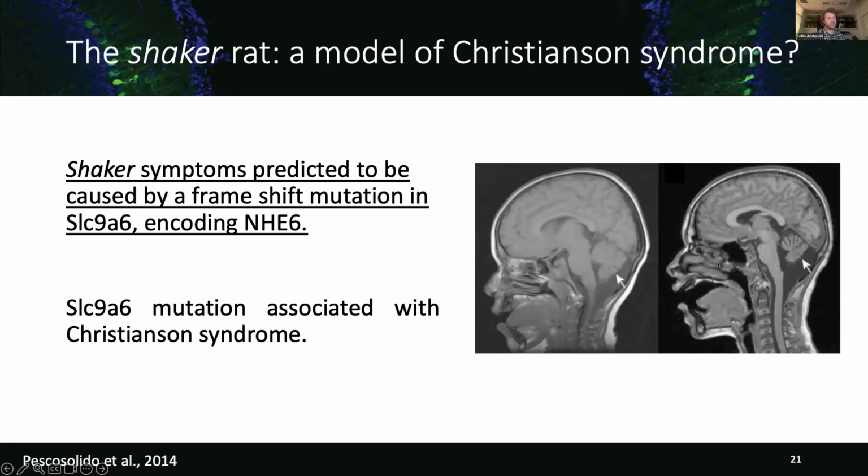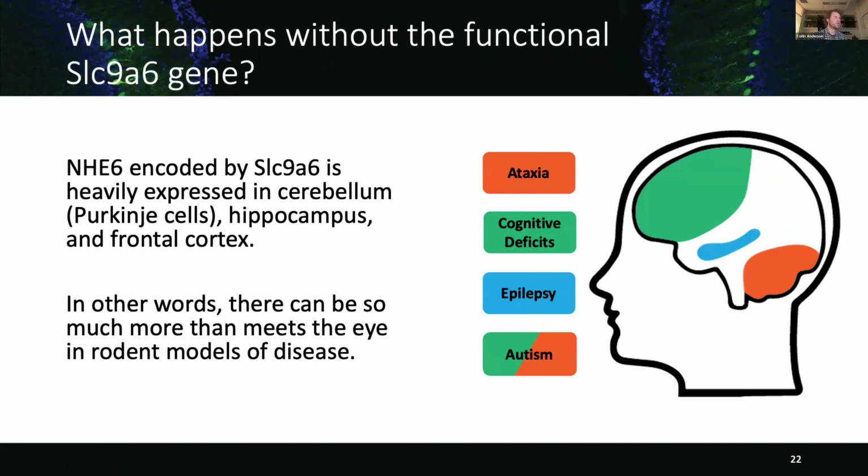This is an MRI from Eric Morrow's group at Brown. This is the same patient at, I believe, 4 and 14 years of age. So you can see this severe degeneration of the cerebellum there, which is associated with ataxia.